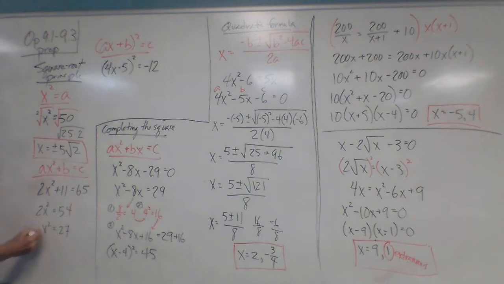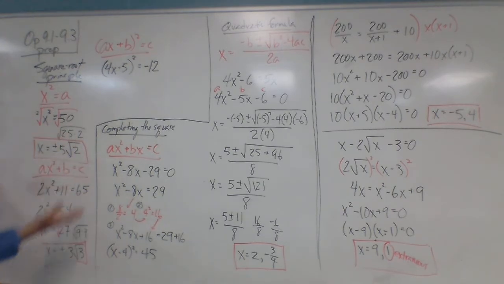So all I'm going to do is take the square root of both sides, and of course the square root of x squared is just x. And here I've got a perfect square inside there. This would be 9 times 3. 9 is a perfect square. So this would be plus or minus 3 times the square root of 3. So x equals plus or minus 3 times the square root of 3. Okay, we all got that?